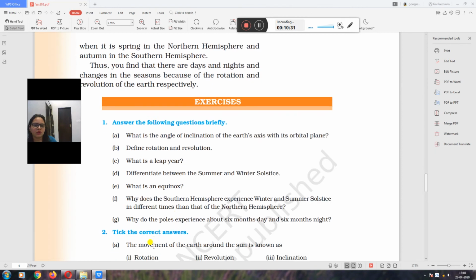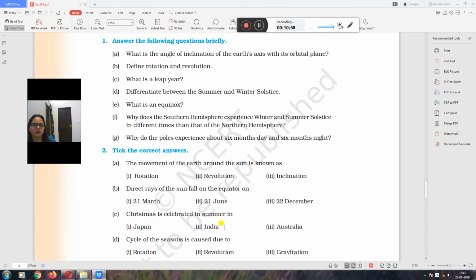Now the next question is, why do the poles experience about 6-month days and 6-month nights? Because the earth is tilted 66.5 degrees towards the sun, and when one pole, meaning the north pole, is tilted toward the sun, then the south pole is far from the sun. That is why the poles experience 6-month nights and 6-month days. 6 months, sorry.